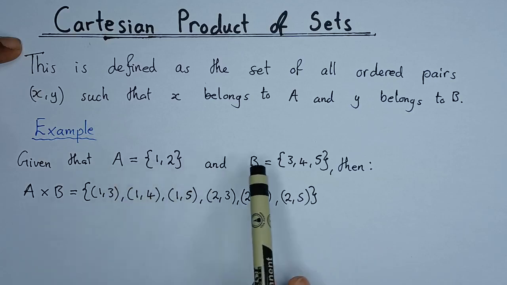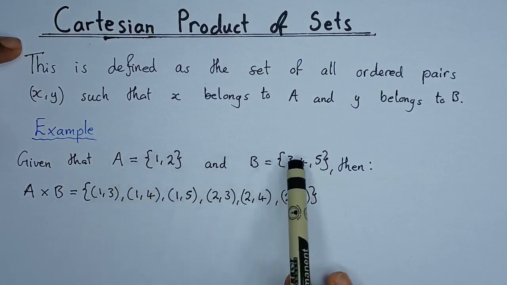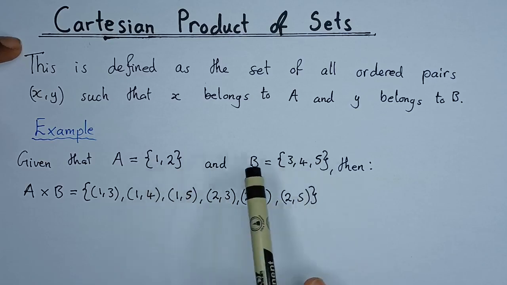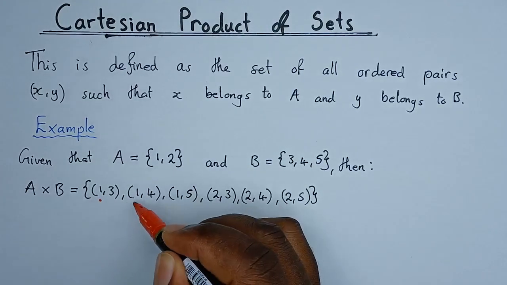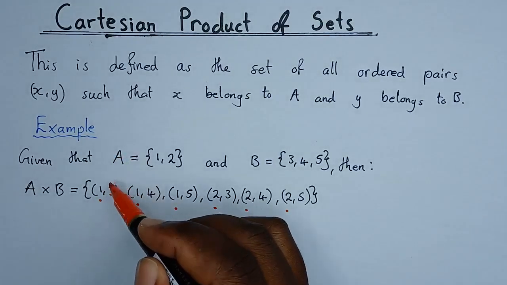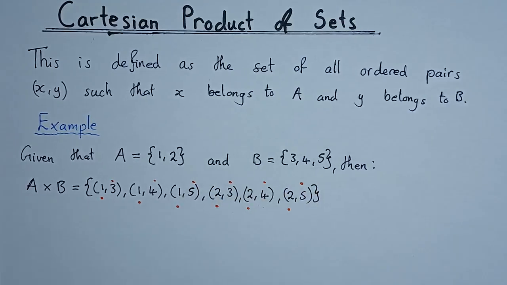So 1 will be paired with 3, 1 with 4, and 1 with 5. This is what we have here: (1, 3), (1, 4), (1, 5). Then (2, 3), (2, 4), (2, 5). If you look at what we have here, every element appearing first in these pairs belongs to set A, and every element appearing second belongs to set B. That's why it's called the product, because you have two elements from two sets forming the Cartesian product.